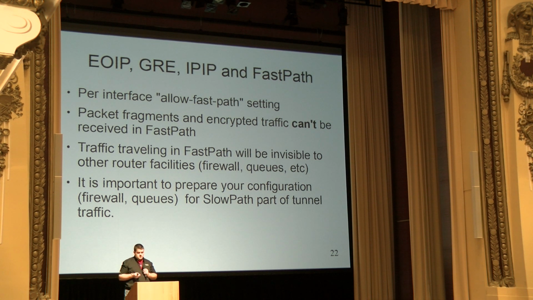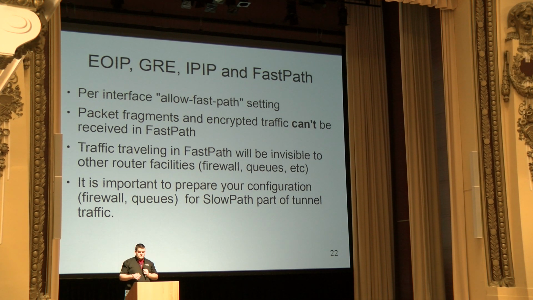So note that packet fragments and encrypted traffic can't be received in FastPath. So that means that if you have 10 packets arriving, 9 of them aren't fragmented. They will go the FastPath way. And the 10th, which accidentally was fragmented, will have to go the slow way, all the way through the router. So these first 9 packets will be invisible to other RouterOS facilities, but the one which was fragmented will be visible just because it was fragmented.